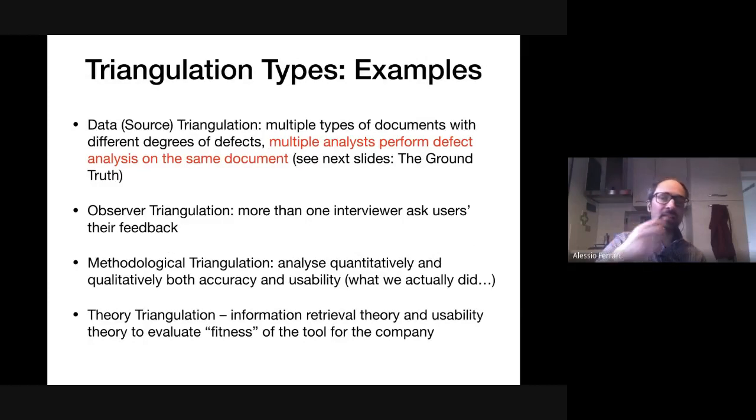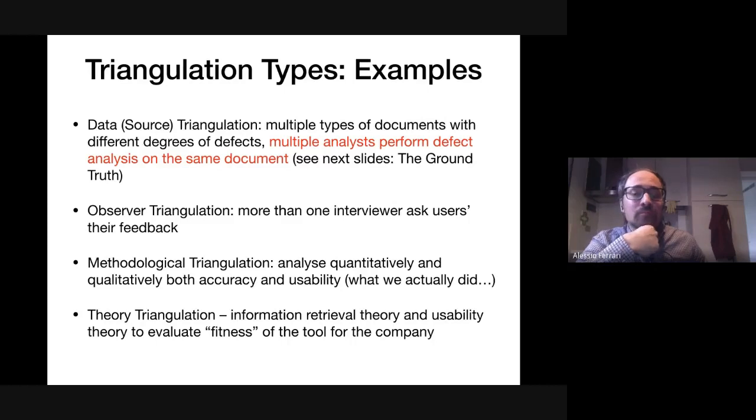In our case, for example, we perform data source triangulation because we decided to use multiple types of document, low level and high level, and we consider different degrees of defects, because we consider low defect documents and highly defective documents. And we had multiple analysts perform defect analysis on the same document. This is for the definition of the ground truth, and we will discuss it in the next slide, this type of triangulation, because it's really relevant.